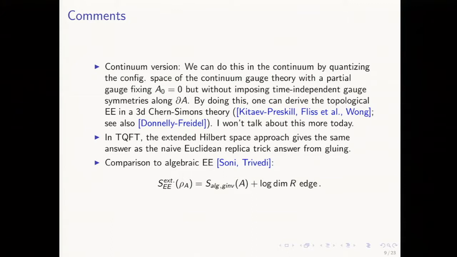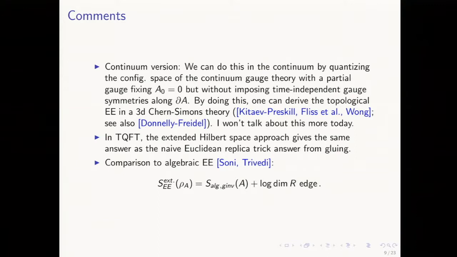A second comment, which is sort of just a technical footnote that I'll use later on in the talk, is that if you have a TQFT and you compute the entanglement entropy using the naive replica trick from gluing subregions, without changing the topology by cutting out some region around the conical singularity, then the answer you get agrees with the extended Hilbert space answer. Or in other words, the extended Hilbert space corresponds to the replica trick boundary conditions that are contractible to a point.